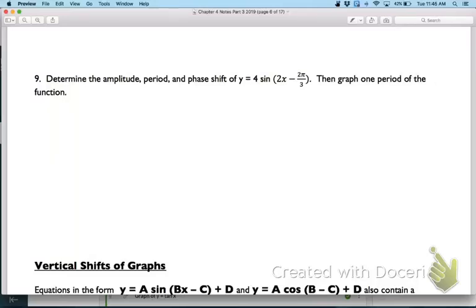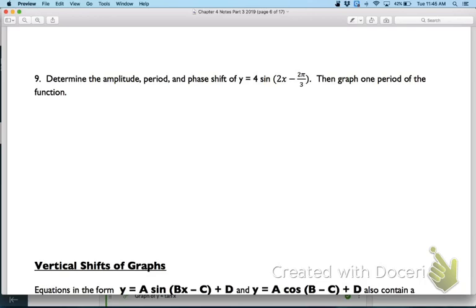Okay, so I want to show you one example that kind of has everything that you could throw in it as far as transformations of the sine or cosine function. So we're going to graph y equals 4 sine of the quantity 2x minus 2 pi thirds. So this one has a change in amplitude, a change of period, and a change in the phase shift.